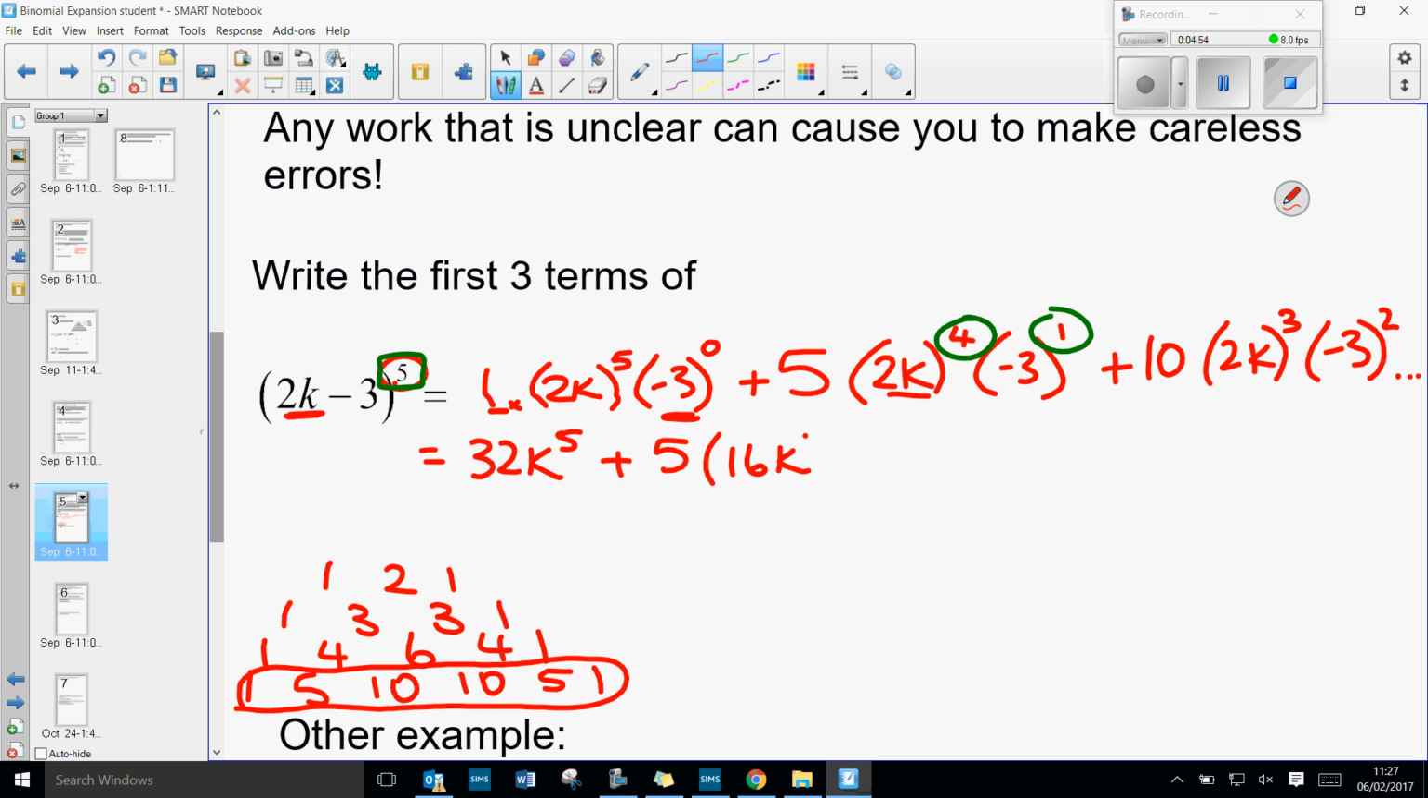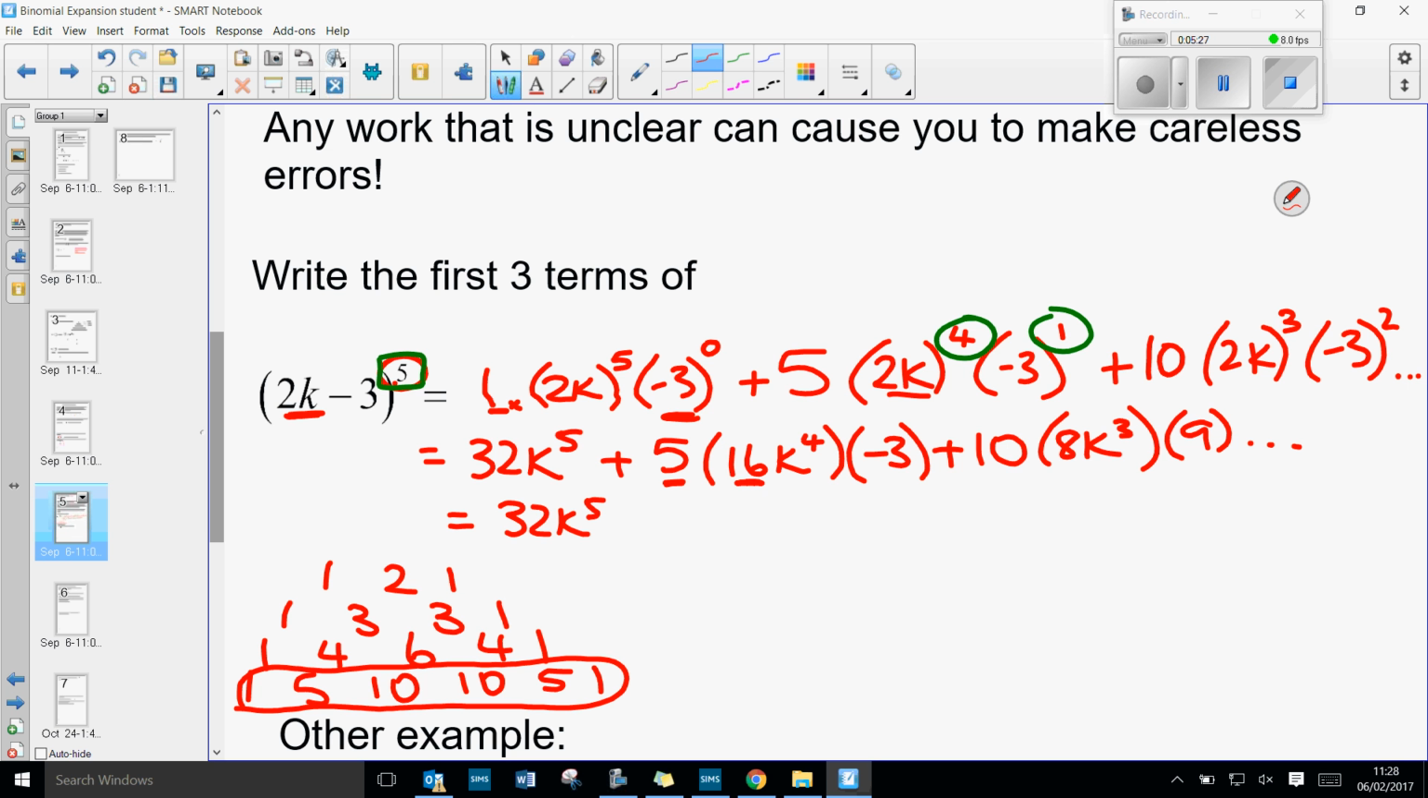And then we've also got negative 3. I no longer need to write to the power 1. Plus 10. What's 2 cubed? So this next term is going to be 8k cubed. And negative 3 squared is positive 9. Okay, so as I said, baby steps as I go forward. So 32k to the 5. Now I have to start multiplying some numbers together. So I need to multiply my 5 and 16 and negative 3.